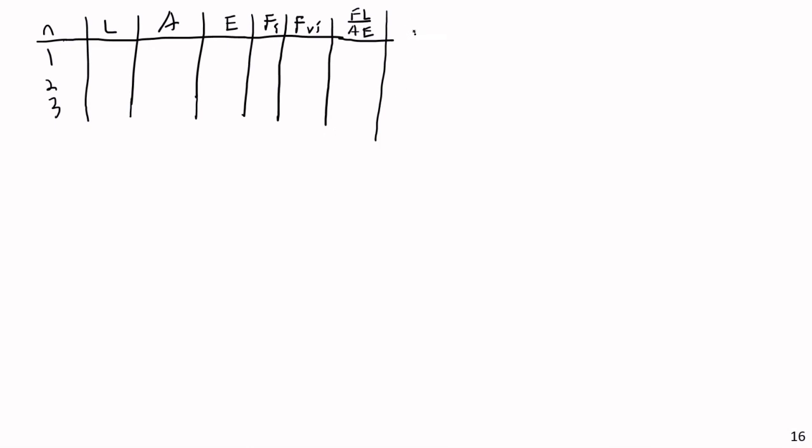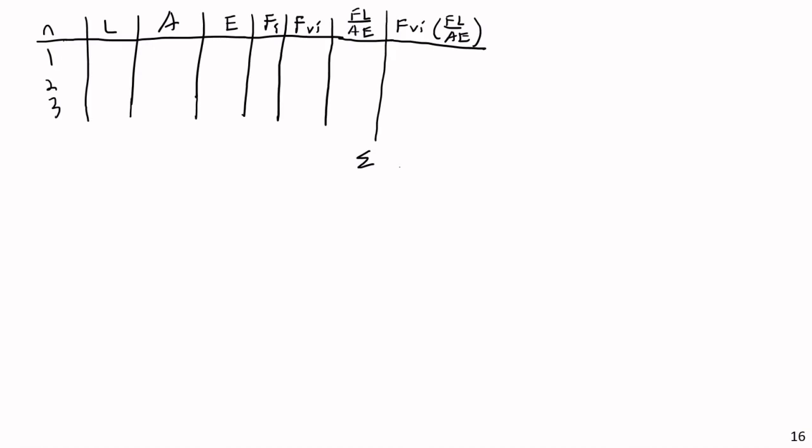You'd probably also want to have an FVI times FL over AE, and then you do a summation on all of these. And that's what would appear on the right-hand side of your equation. And we will go through that in another lesson, showing how to work through this in an example.